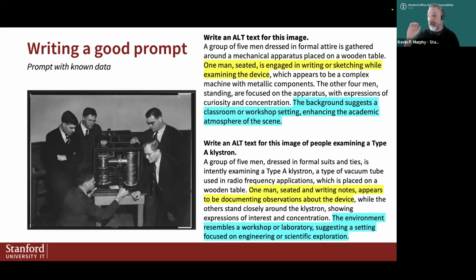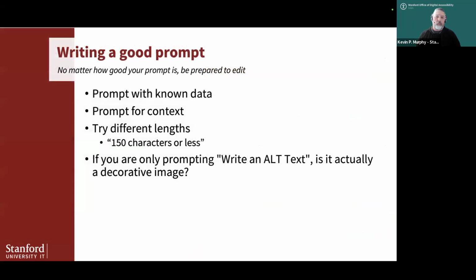So I would probably take that last sentence from my first alt text request and not the second one. So I'd mix the two together. So, a couple of things about doing this: you want to prompt with known data. Don't just say write an alt text, say write an alt text about this, or write an alt text in the context of this.